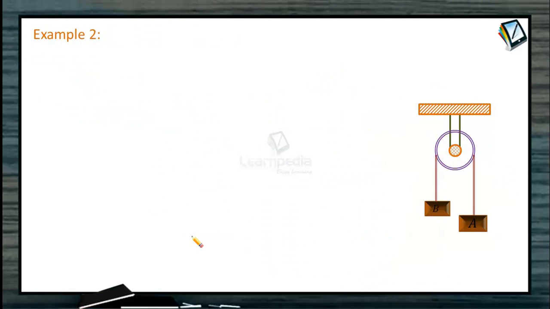Let us see another example. This time we have two bodies hanging down with the help of a fixed frictionless massless pulley.